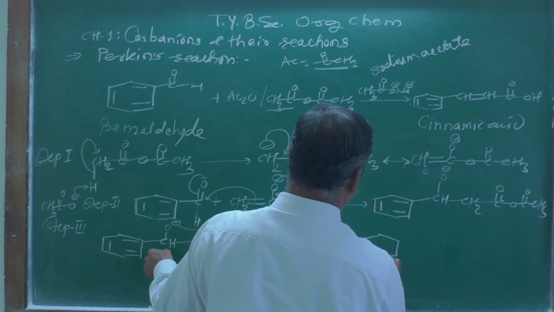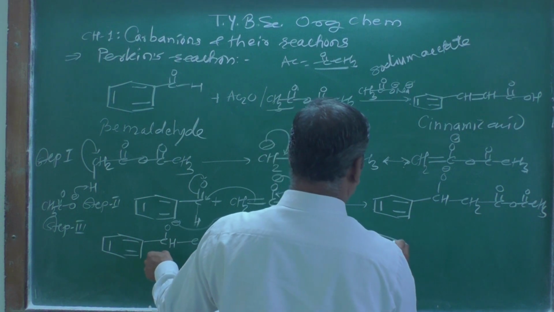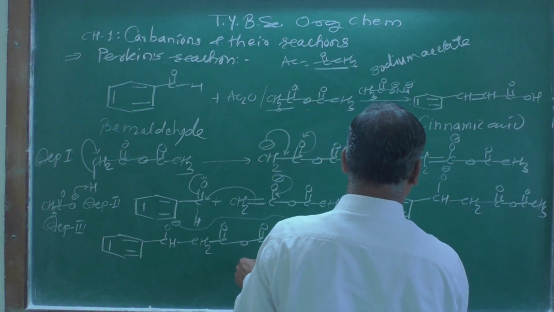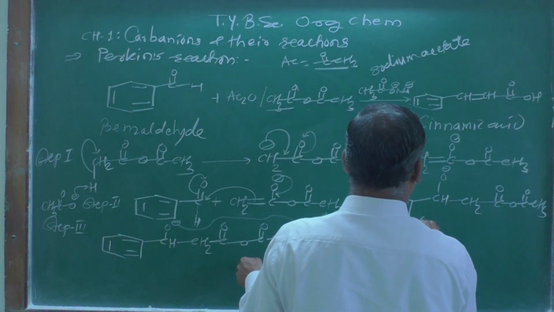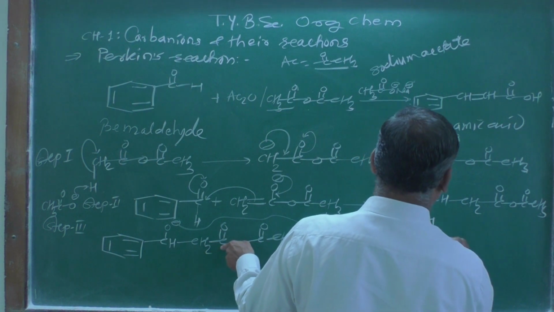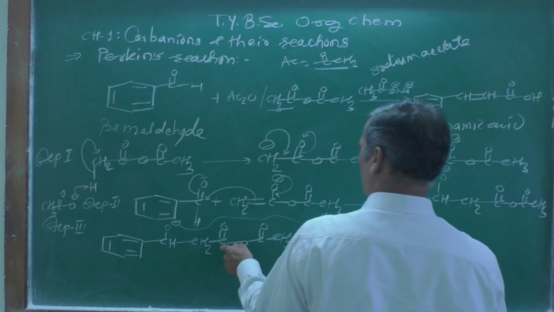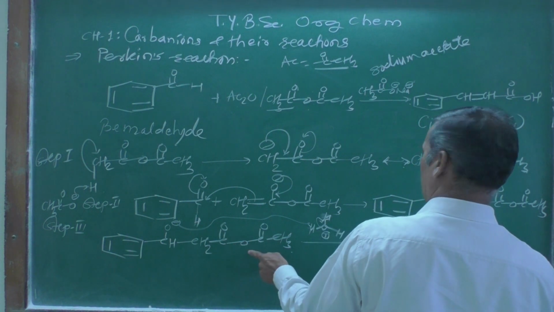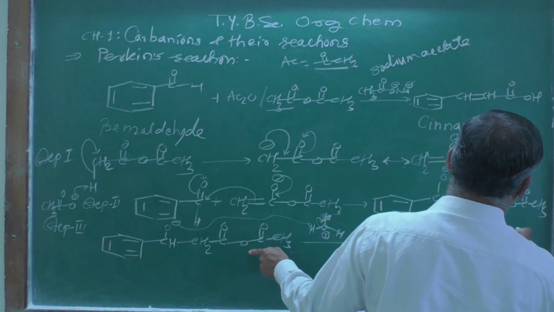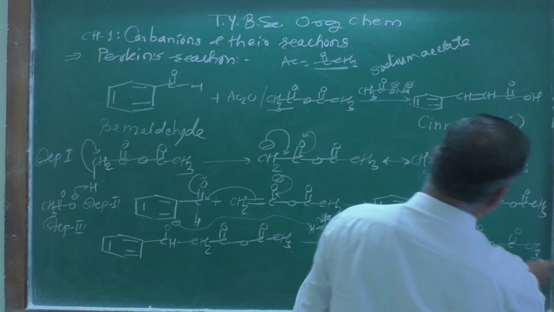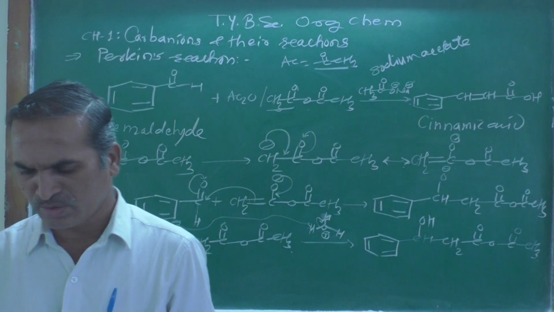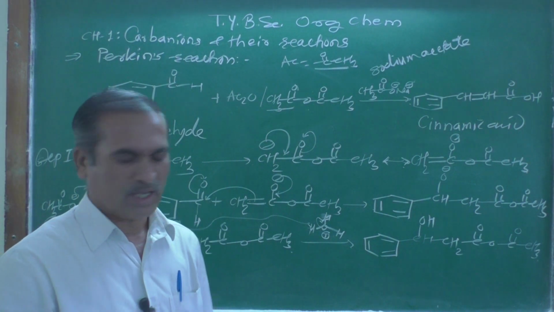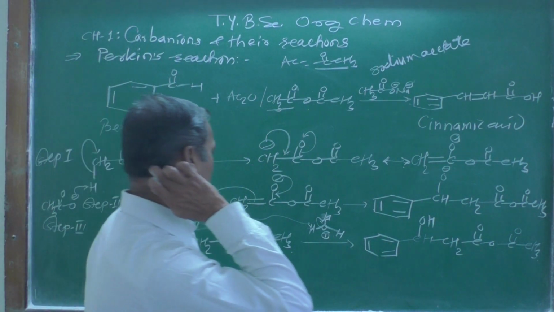You are going to get over here this one, double bond, this benzene ring as it is, then CH, then here OH is coming, then here is a CH2, then C double bond O, then O, C double bond O, CH3. I am writing this compound as it is. And now next one, what is going to happen here?